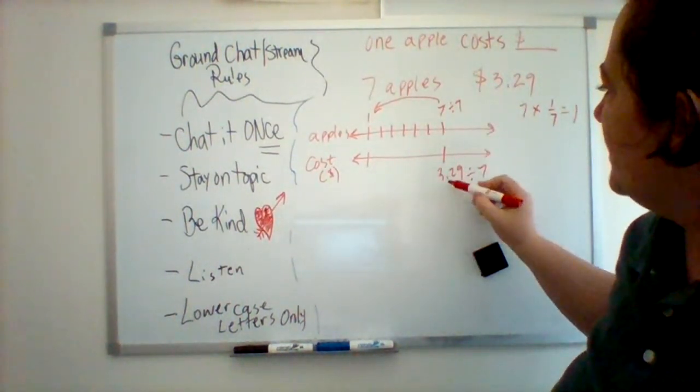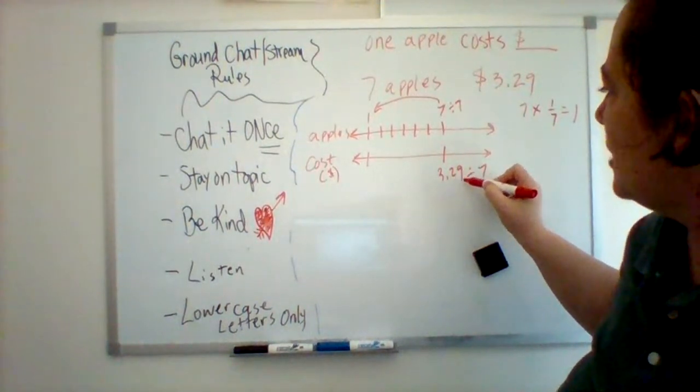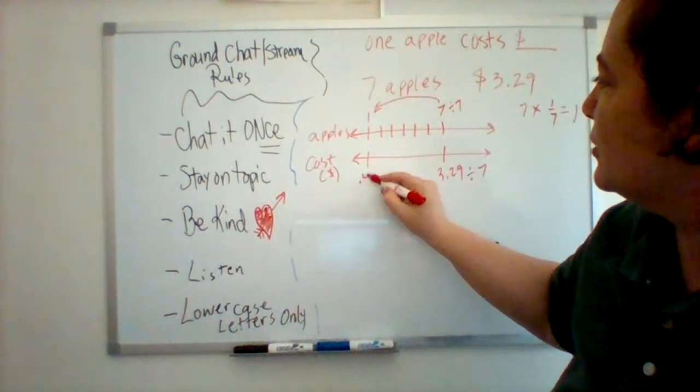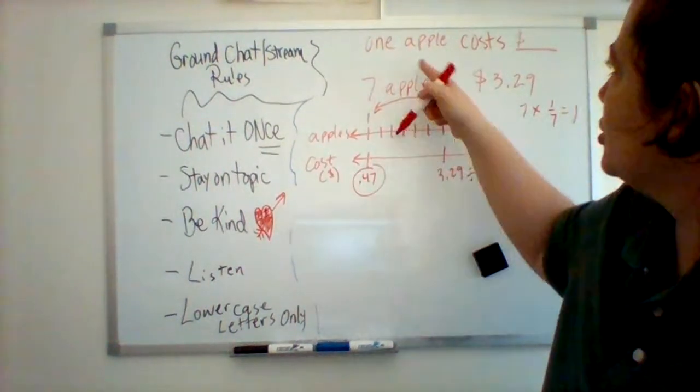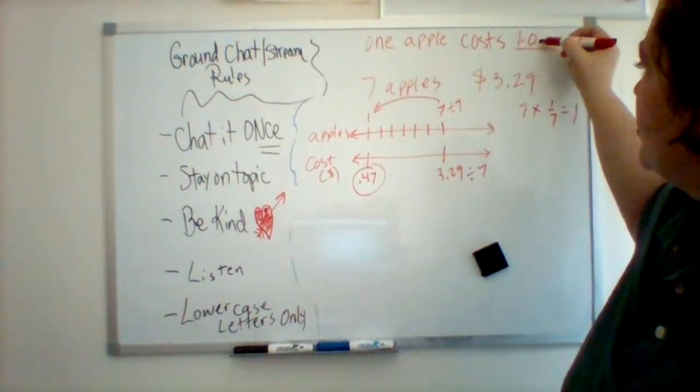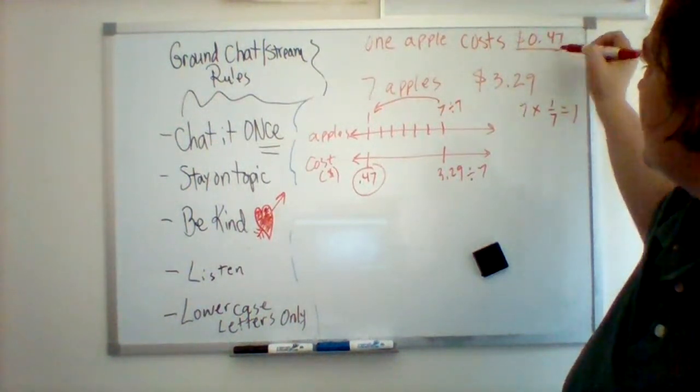So if I do that, and you guys told me 3.29 divided by 7 is 47 cents. Okay, so you solved it. How much does one apple cost? It costs no dollars and 47 cents.